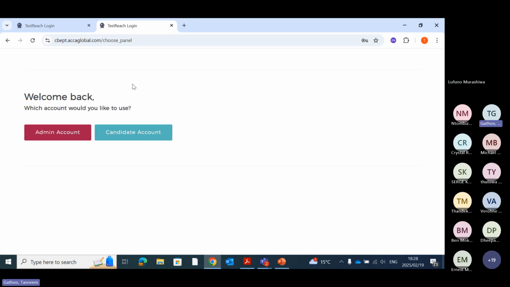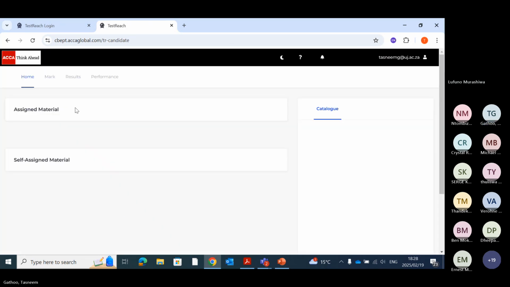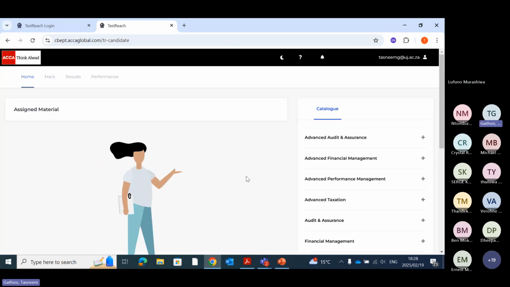You will come to the screen that asks which account you would like to use. Yours might look slightly different to mine. You will select the candidate account if that's the case. And then you will be presented with this screen.